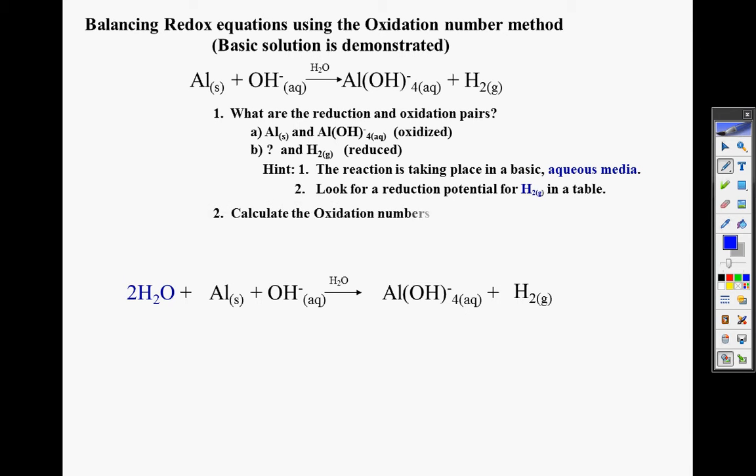All right, now calculate the oxidation number. So we have to look at aluminum. Aluminum by itself is going to be 0, and it's going to be plus 3. I don't know why it says minus 3. It should be plus 3. Sorry about that. Plus 3 on that side.